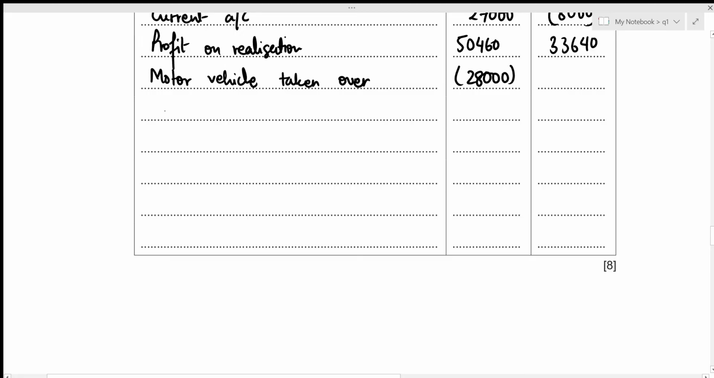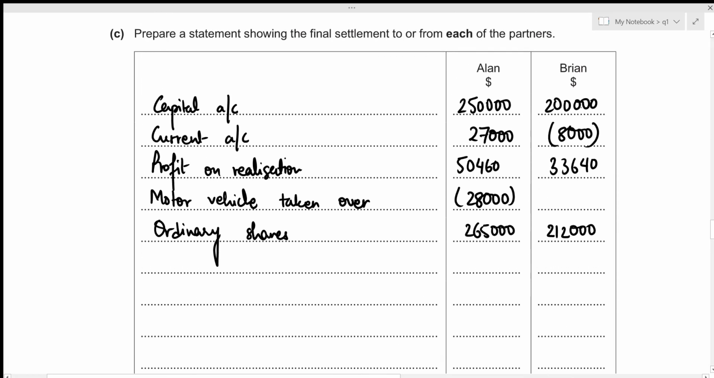So that's ordinary shares. And for Alan, we figure out the value to be 265,000. And for Brian, that's going to be the value of 212,000. And remember that they are getting the ordinary shares in return for selling the partnership business, which means that since they get this value, it is definitely going to decrease their capital account balance or the amount to be received from the settlement of acquiring by Z Limited, right? So this definitely decreases their capital account balance, so that should be in a bracket.